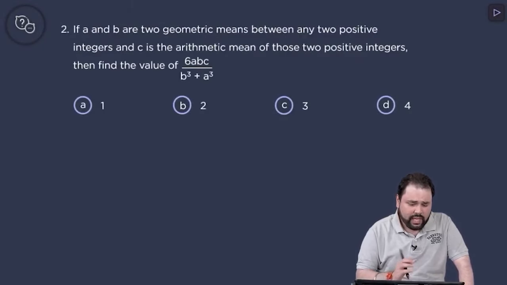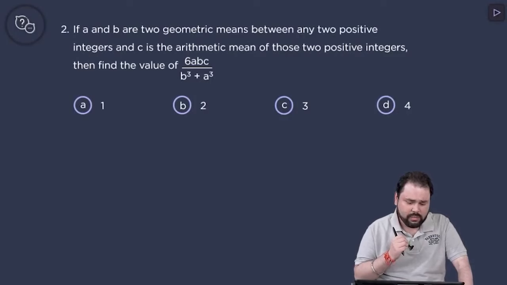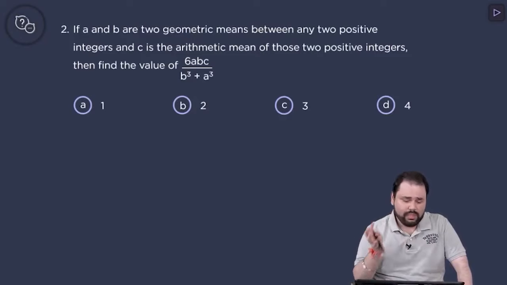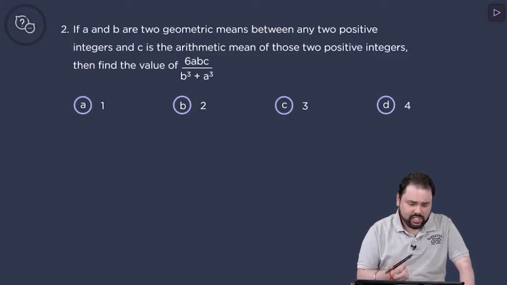Okay. If A and B are two geometric means between any two positive integers, C is the arithmetic mean of those two positive integers. Find the value of 6ABC by B cube plus A cube. Okay, so if I'm looking at this, there is no cannot be determined, there is no none of these. So at the end of the day, if I take any specific value and I get an answer, that answer has to satisfy. So let's take a particular value.